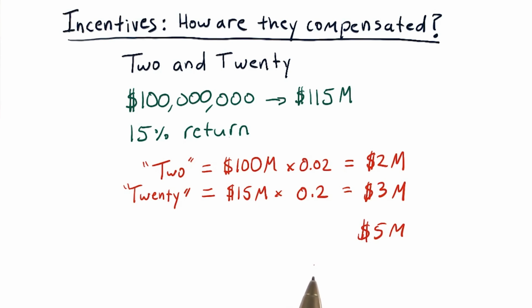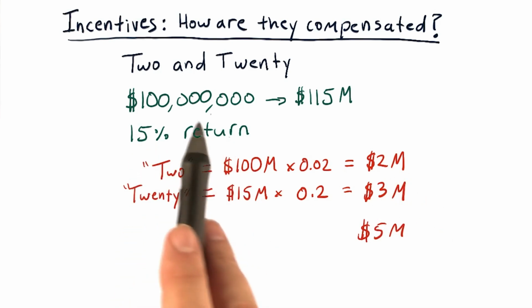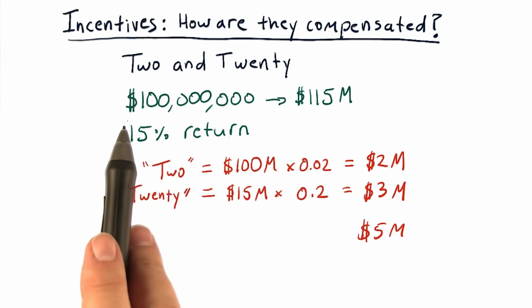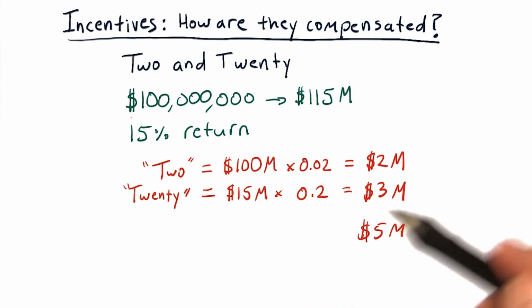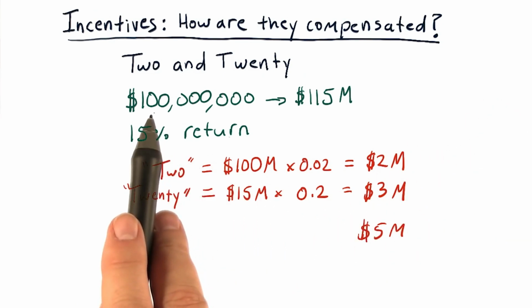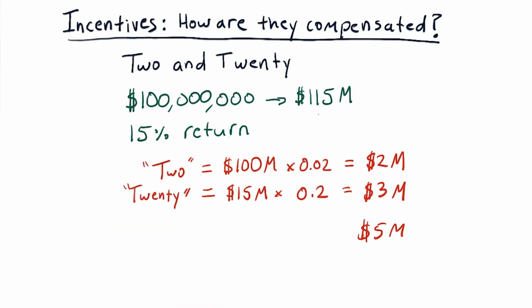Now, one question that some people might have is, hey, is this 2 component 2% of 100 million or 2% of 115? It depends on the hedge fund, of course, and depends on when they take snapshots to do accounting. The full answer is probably it's going to be a blend somewhere between 100 million and 115 million.